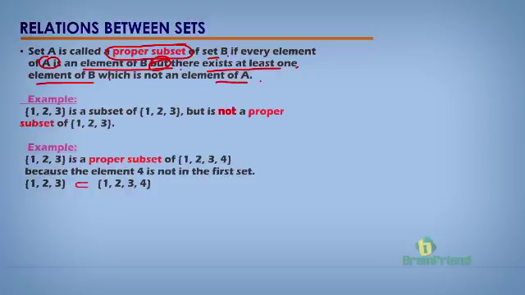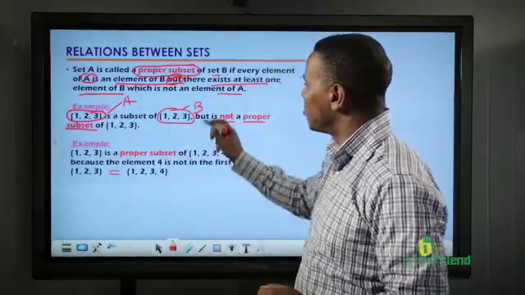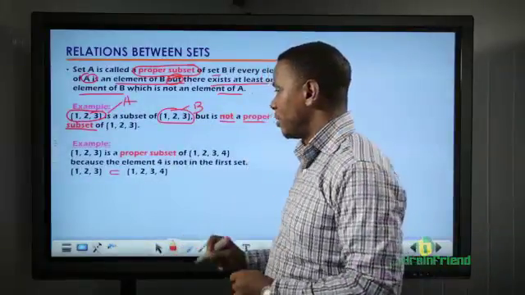For example, if we have a set that has its elements 1, 2, 3, that set is a subset of another set that also has the same elements 1, 2, and 3. This situation we could refer to as a subset, but it is not a proper subset. So if this is a set A and this is a set B, set A is a subset of B, but is not a proper subset of B.